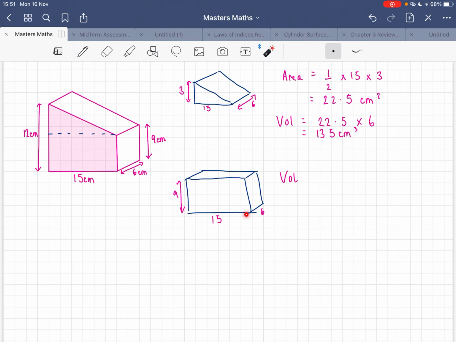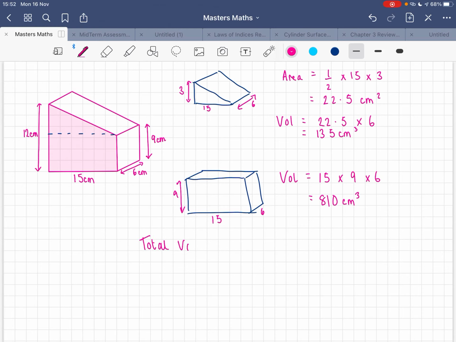You could do it by working out the area of the rectangle at the front and then timesing it by 6. But you're going to do the same thing in the end. You're going to multiply 15 by 9 and then that answer you're going to multiply by 6. So you can make it a little bit easier and do it all in one step, which gives you a volume of 15 times 9 times 6 is 810 centimetres cubed.